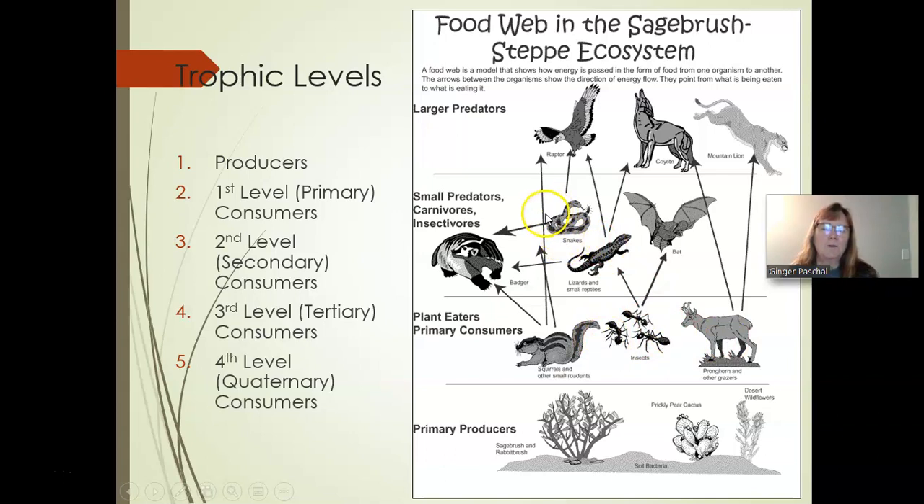Then we've got our organisms that eat these other animal-like structures. These are our secondary consumers. They're small predators and so on. Then we've got our larger predators, which are our tertiary level, and after tertiary would be quaternary level. Anything after a producer is considered a consumer. It just depends on what level they're at.